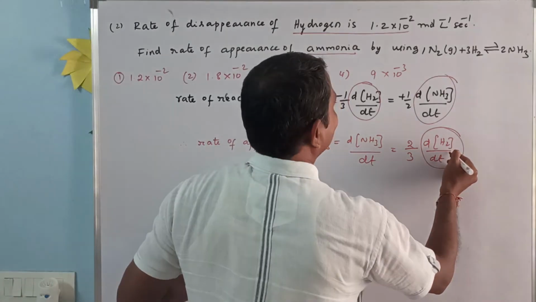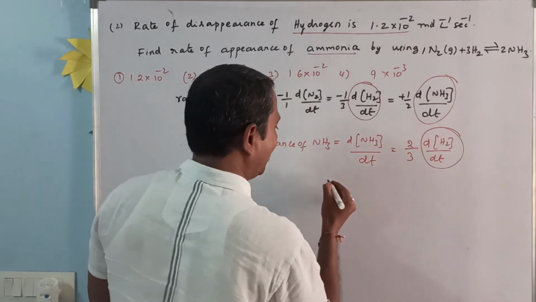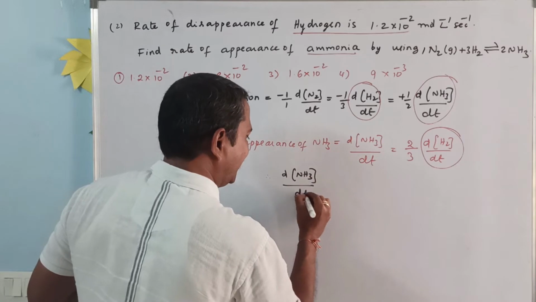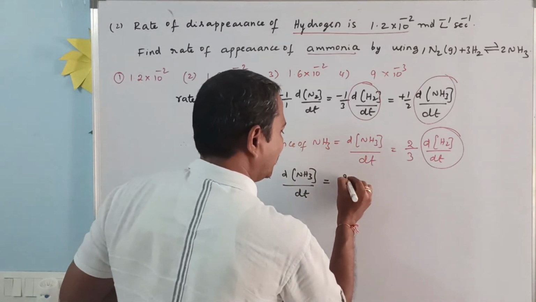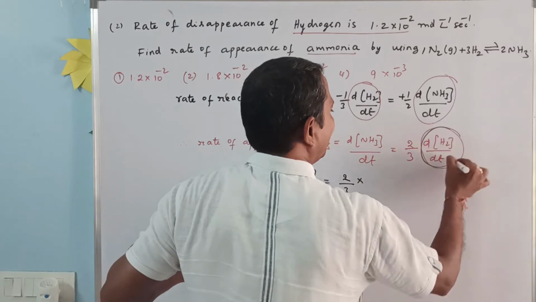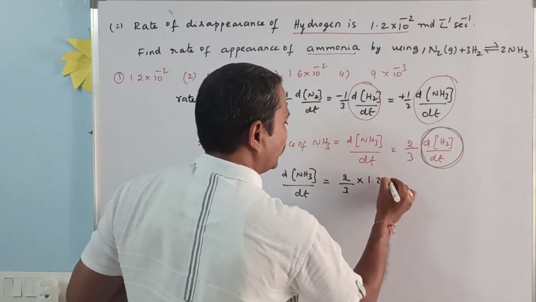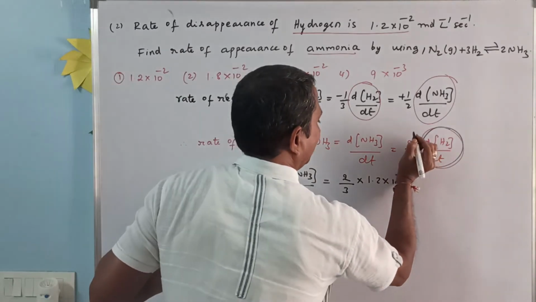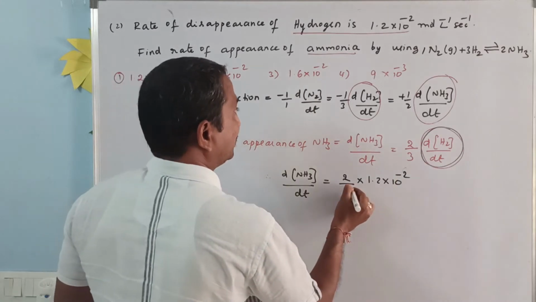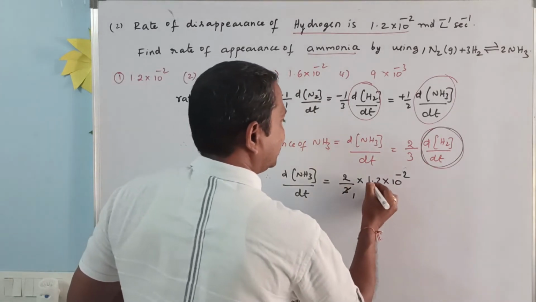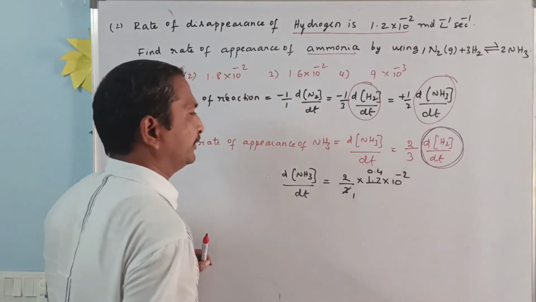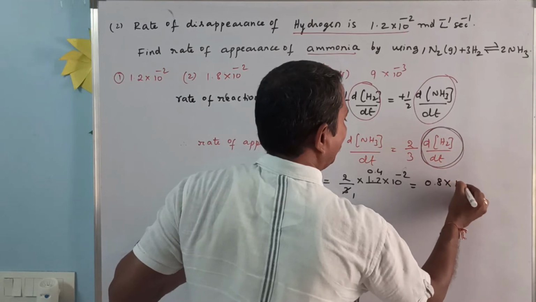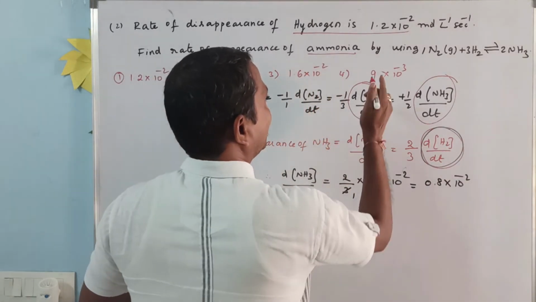This value is given. This value is nothing but 1.2 into 10 power minus 2. Therefore, d of NH3 by dt, that is nothing but rate of appearance of ammonia, is 2 by 3 into, this is the rate of disappearance of hydrogen, 1.2 into 10 power minus 2. Clear? 3 ones are 3, 3 0.4. Okay. 2 into 0.4, 0.8 into 10 power minus 2.